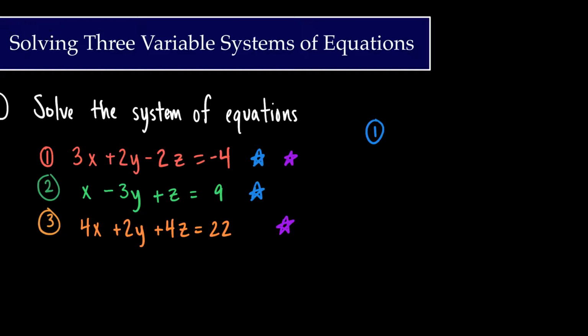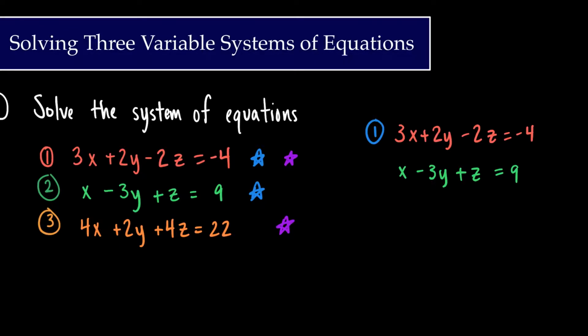So, okay, let's go ahead and just copy down that red equation. 3x plus 2y minus 2z is equal to negative 4. So that's the red equation. The green equation is x minus 3y plus z is equal to 9.